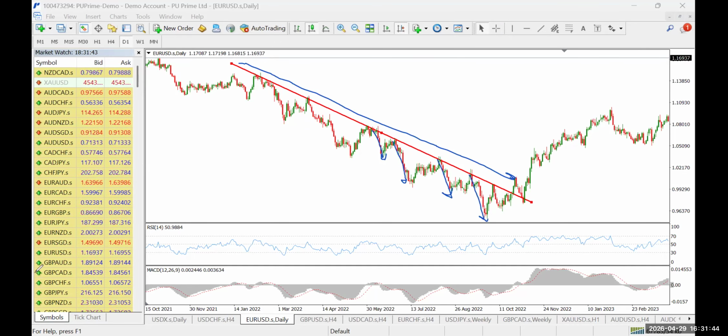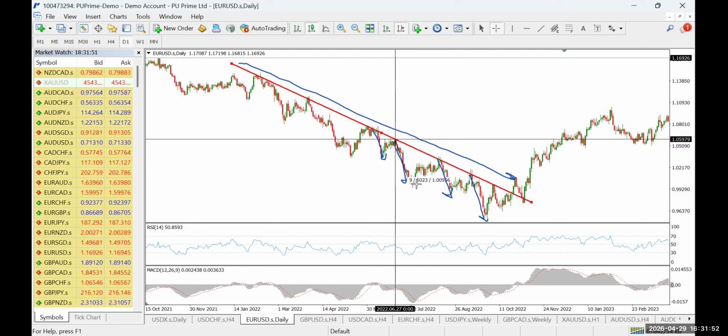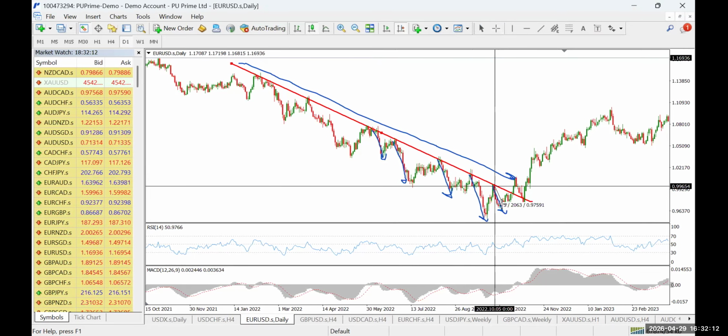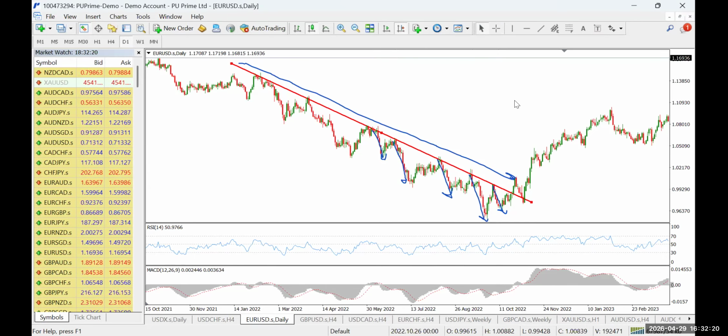Now let me show you. This is a swing trade. The first one produced about 380 pips. The second one produced about 650 pips. The third one produced about 448 pips. The fifth one produced 610 pips. And the last one produced how many? Let's check. The last one produced about 290 pips. We are only trading in the direction of the trend.